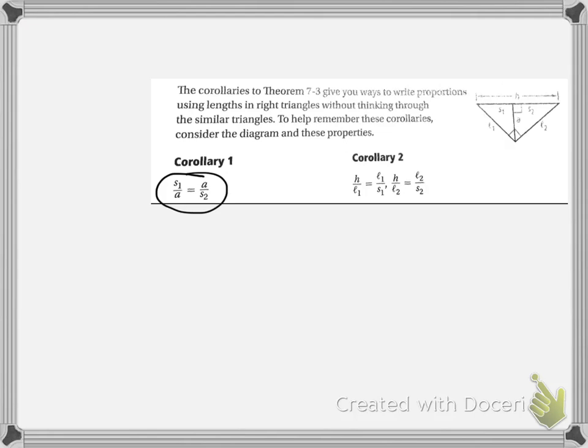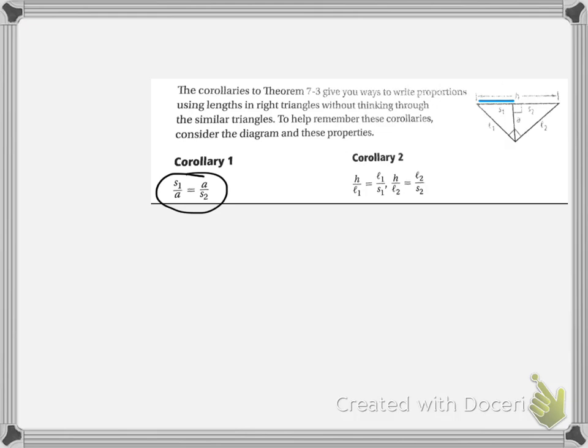So the altitude is labeled A there. H is the hypotenuse of the largest triangle. And then S sub 1 and S sub 2 are parts of the hypotenuse, so that's the hypotenuse that got cut up. And then you'll see off to the side L sub 1 and L sub 2. Those are the legs of the original triangle.